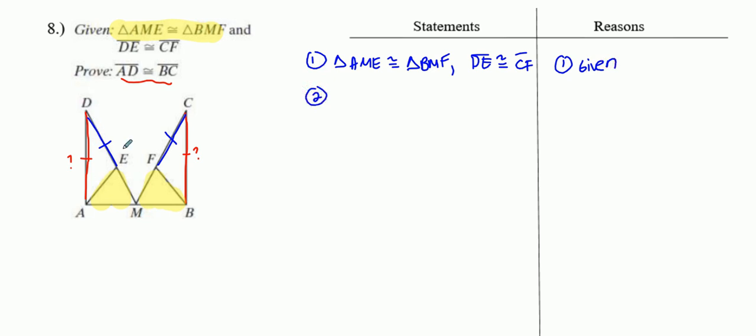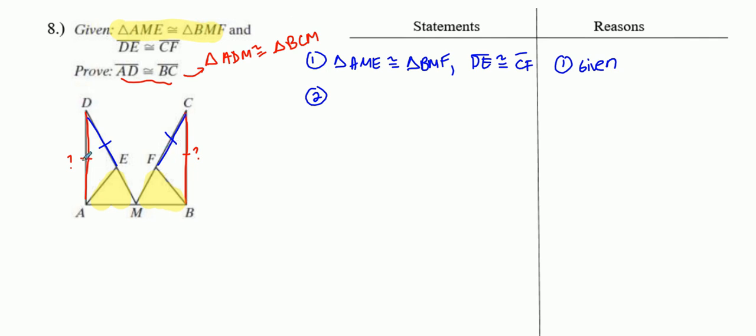So in order to prove these red segments are congruent, I want to prove these larger triangles are congruent first. That would be, if I think backwards, triangle ADM and triangle BCM. Now, to do that, the given information doesn't give me any pairs of sides or any pairs of angles.